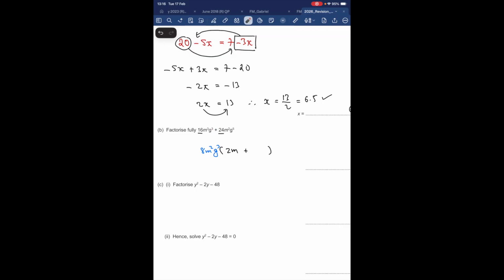from here. 8 goes into 24 3 times, so the first part of the second term becomes 3. If we look at the m, we've got m squared here. We've taken 2 of the m's out already, so there's no more m's left in the second term. We've got g to the 5, which means we've got 5 g's. We've taken 3 of the g's out, so we're just left with 2 g's inside the bracket in the second term. And that is our factorized expression.